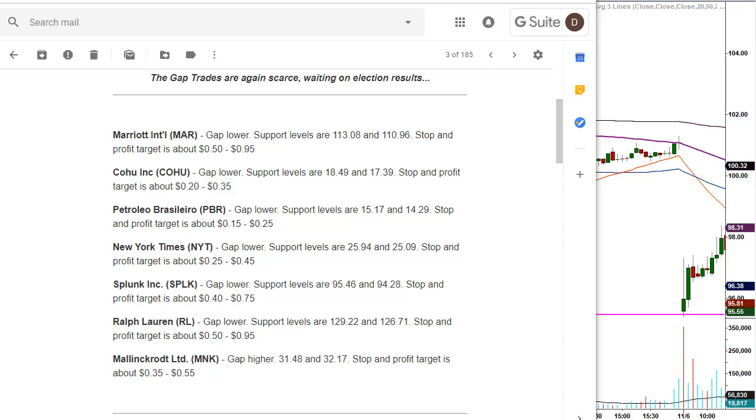The one that missed by a few pennies was Marriott. Our price level was $113.08, and Marriott made a low about 8 cents higher than that and then took off to the upside. But that's what happens sometimes. We just move on to the next trade.